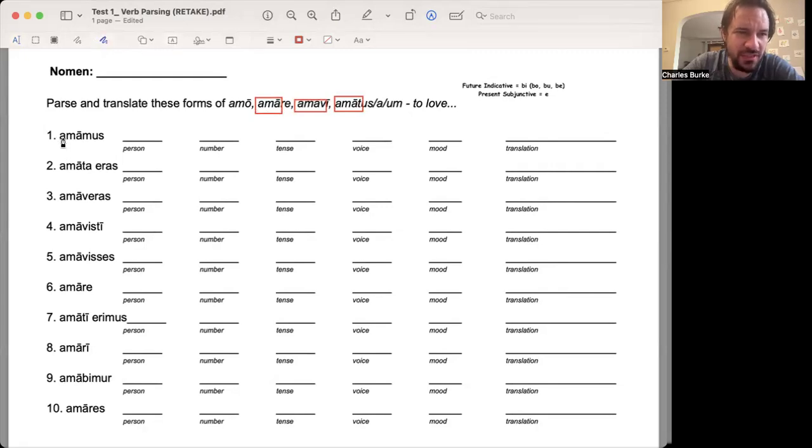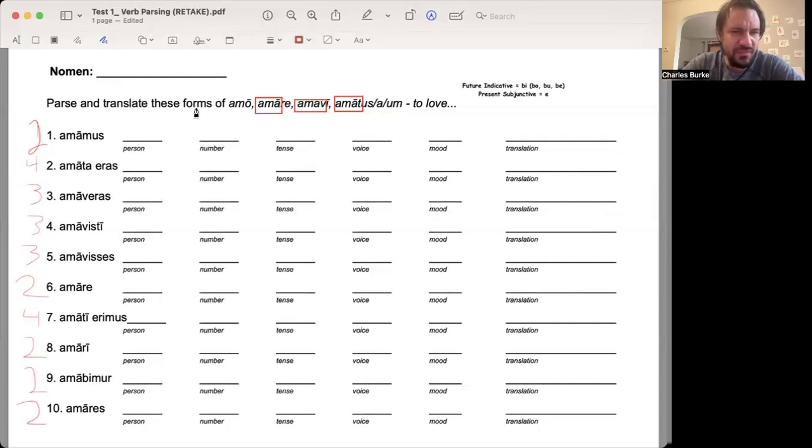Running through this real quick, amamus is from second principal part. Amata eras is from fourth principal part. Amaveras is from third principal part. Amavisti is from third principal part. Amavisses is from third principal part. Amare is from second. Amati erimus is from fourth. Amari is from second. Amabimur is from second. And amares is from second.